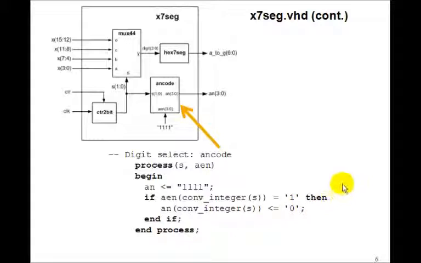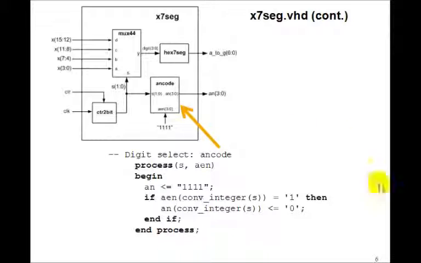Now there are two things to look at here. First of all, S, you remember, is of type standard logic, and I'm writing AN with some subscript, which I need to be an integer. So, for example, if S is 10, I need to convert it to 2, and you do that with this function, convert integer. So convert integer S converts, say, 10 to 2. So if A-enable sub 2 is equal to 1, then AN2 gets set to 0.